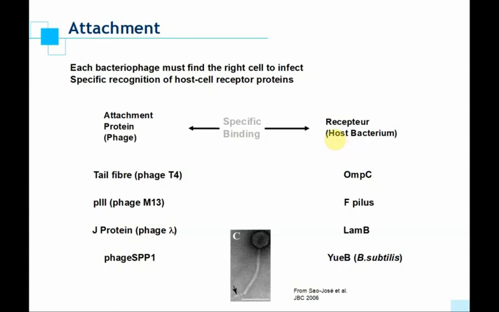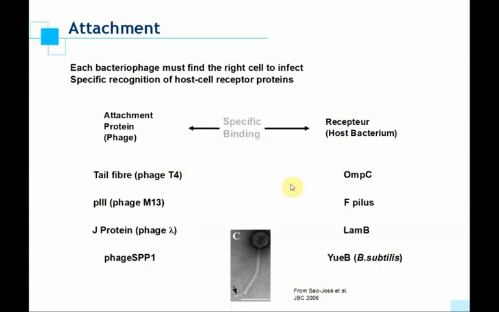I won't go too much into detail about this. For Bacteriophage T4, it looks like this, right? The attachment proteins are the proteins at the end of these fibers, so here is the attachment protein. For Bacteriophage lambda and this phage SPP1, it's the proteins at the end of the flexible tail. That's where the binding is going to occur for these tailed phages.